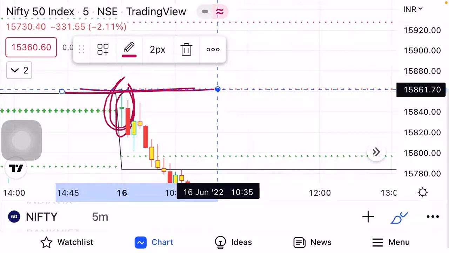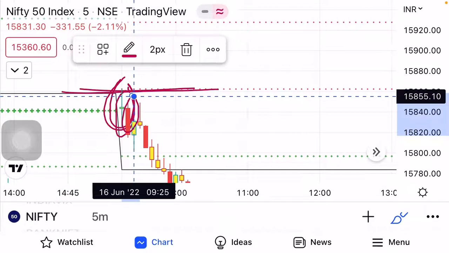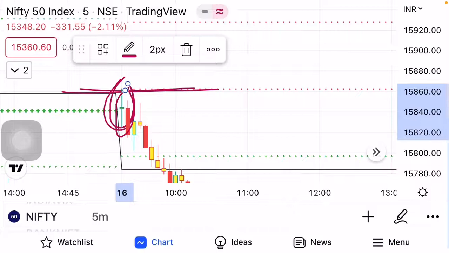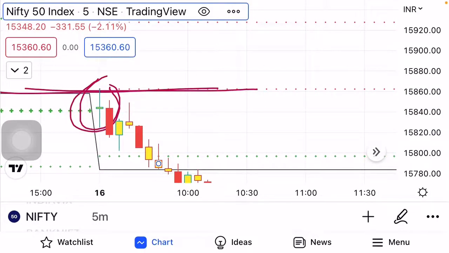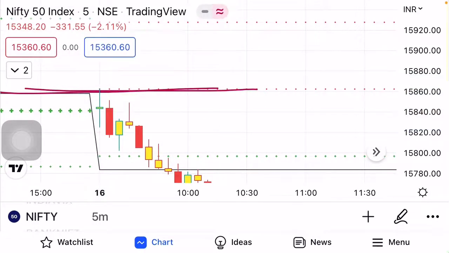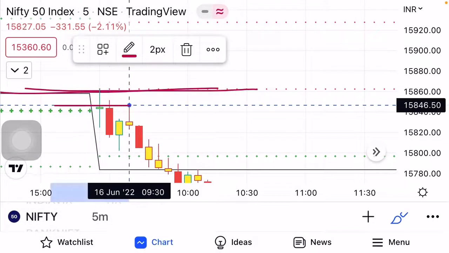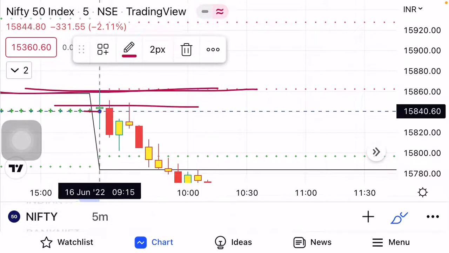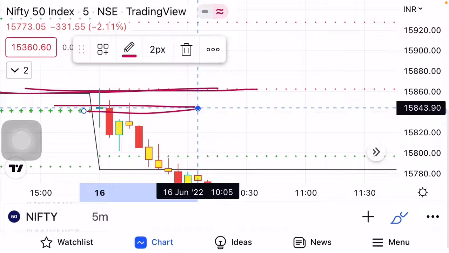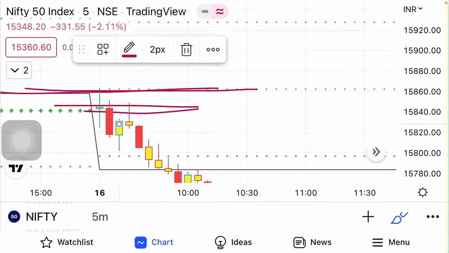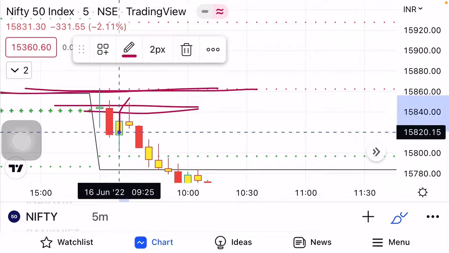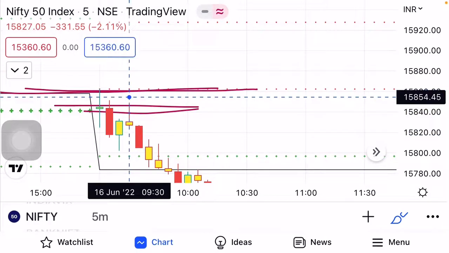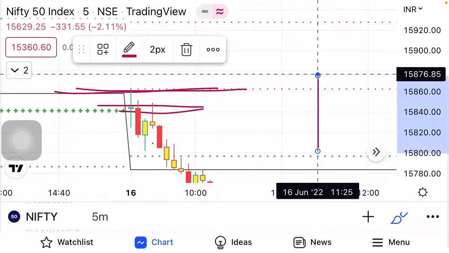If you enter here at this point, see, it was a red candle, right? You should wait for some time, like, see this first 5 minutes candle. If you wait for the half of the first 5 minutes candle, your stop loss will become very small. So this is the point where you can enter the trade, and the target will be according to your risk reward ratio.